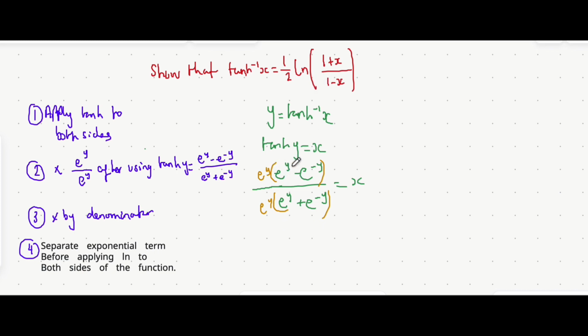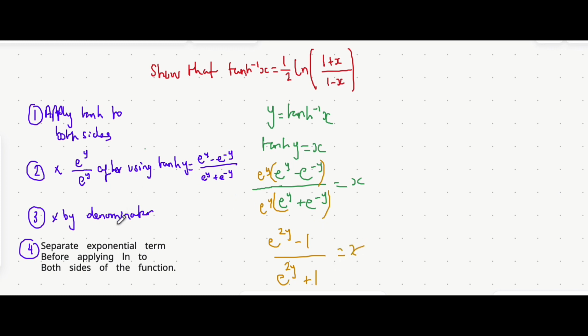So e to the y times e to the y is e to the y plus y, because we're multiplying indices, so that's e to the 2y. e to the y times e to the minus y is e to the 0, which is just 1, because anything to the power of 0 is 1. Similarly, the denominator will be e to the power of 2y, this time plus 1, is all equal to x.